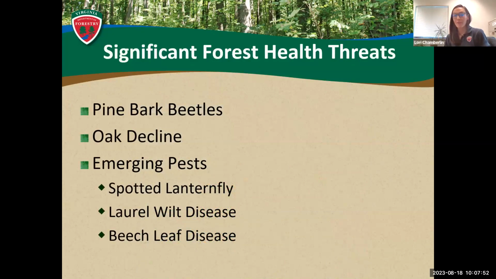So we have a great job because we do a lot of different things. We deal with a lot of different pests, pathogens, and plants, and we use a variety of techniques to monitor those forest health disturbance agents. And so today I just want to go through some significant forest health threats that we are dealing with in Virginia. I want to give an update on pine bark beetles, and then we'll move to oak decline. And then I also want to touch on some emerging pests such as the spotted lanternfly, laurel wilt disease, and beech leaf disease.